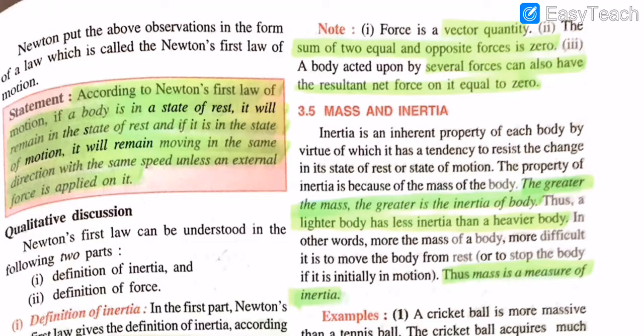The property of inertia is because of the mass of the body. The greater the mass, the greater is the inertia of the body. Thus, a lighter body has less inertia than a heavier body. Because, why? Because a lighter body is much easier to move. Let's say I have an object kept in front of me of, like, say 5 kgs, like a suitcase of 5 kgs or 10 kgs.